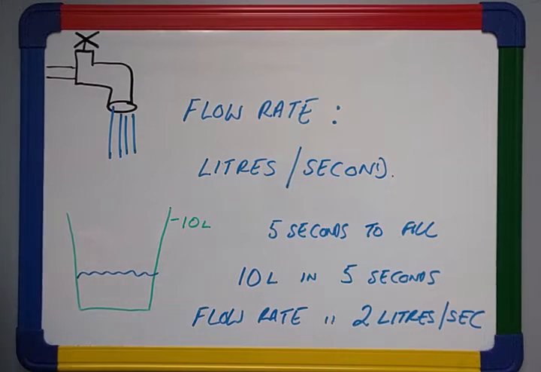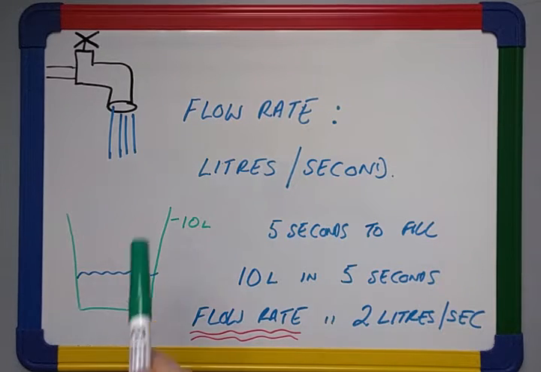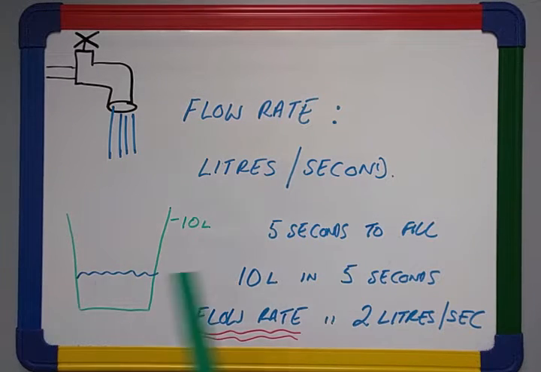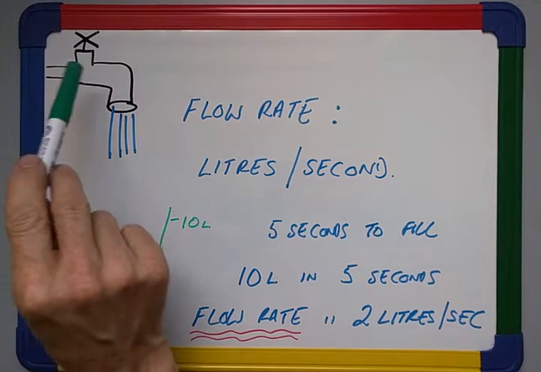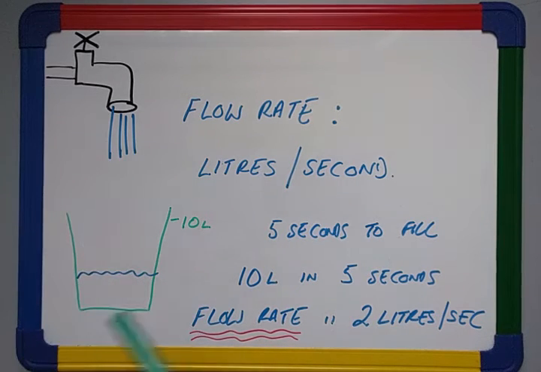Now, in everything that we're going to be looking at here, before we get on to our electrical engineering, the important idea is this: the flow rate. We know that this bucket can hold 10 litres. We've got water flowing out of this tap. It takes 5 seconds to fill a 10-litre bucket, so in the space of 5 seconds, 10 litres has flowed through the tap, 2 litres every second.